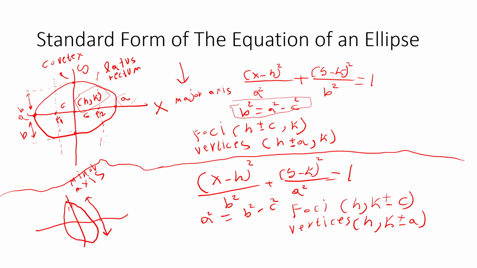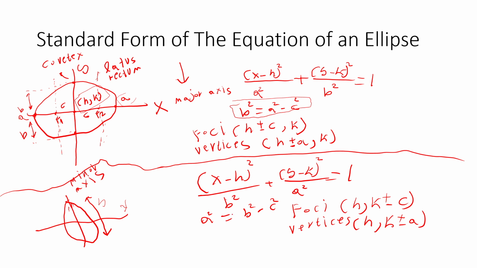If the minor axis becomes the x-axis and the major axis is the y-axis, then what simply changes is the location of b squared and a squared. They get reversed, and the foci become (h, k plus or minus c), since we are moving on the y-axis. Similarly, the vertices (h, k plus or minus a), and the relationship between a, b, and c becomes a squared is equal to b squared minus c squared.